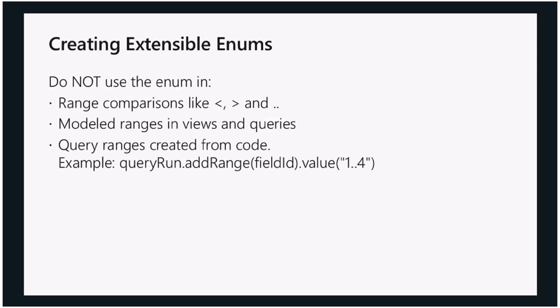So here are the guidelines for creating an extensible enum from the product team. This is closely related to the previous slide. Basically, you cannot use the values in any sort of comparison or range. This is why some enums in the core product cannot be currently switched to an extensible enum, because they make use of these comparisons heavily, such as the status issue or status receipt in the inventory area.